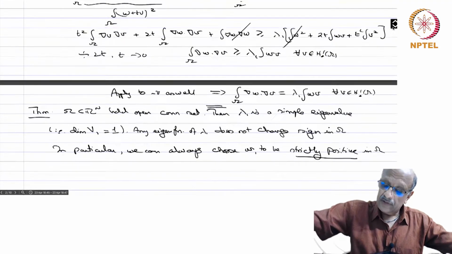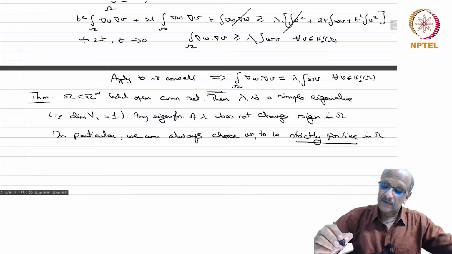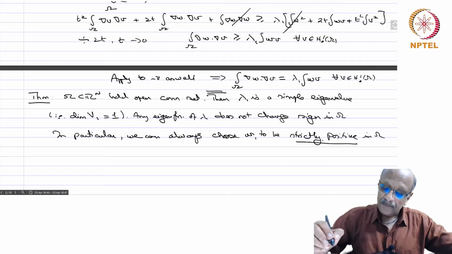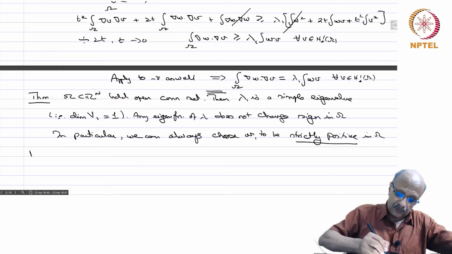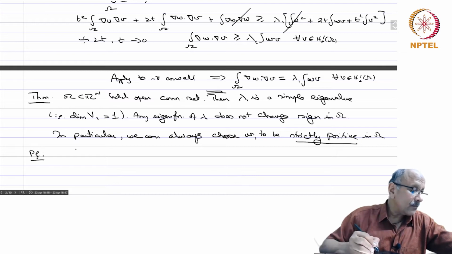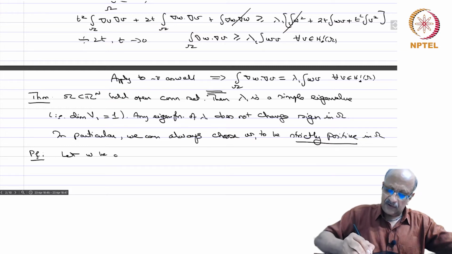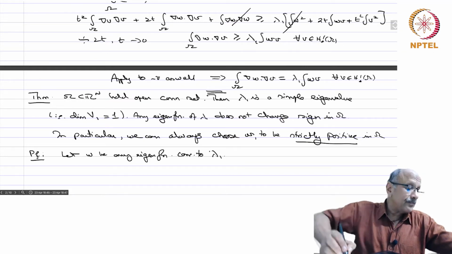So, this is a very nice theorem. It says that the first eigenfunction corresponding to the first eigenvalue is always of constant sign, and in fact you can choose it strictly positive or strictly negative in omega. We can choose W1 or minus W1. Okay, so this is what we want to prove. So, proof. Let W be any eigenfunction corresponding to lambda 1.